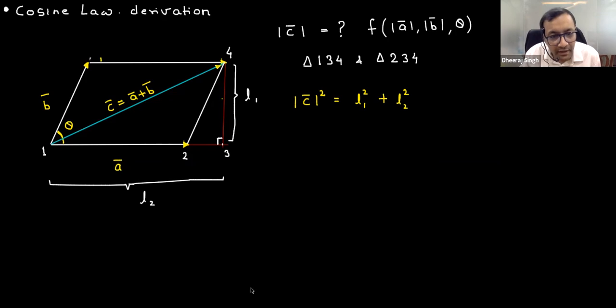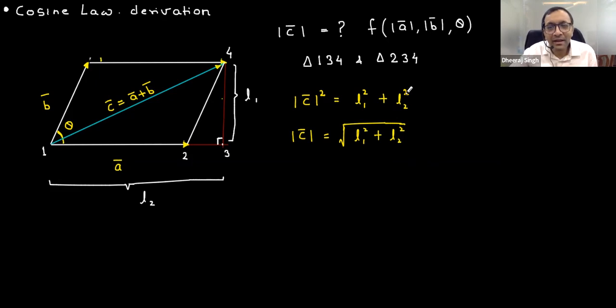Everyone, I can say that, right? And there's nothing wrong with it. The length of C, you already got it: root over L1 square plus L2 square. There's nothing wrong with it. But can you leave it like this?